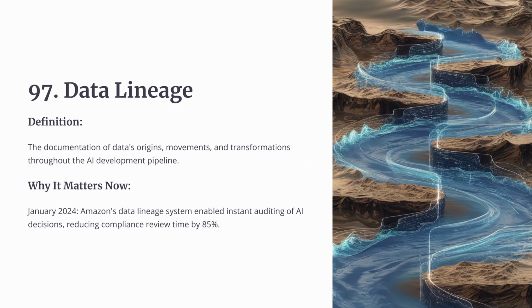Data lineage is the documentation of data's origins, movements, and transformations throughout the AI development pipeline. This is like having a family tree for every piece of data. Amazon's system is remarkable because it's like having a perfect historian who can instantly tell you the complete history of any piece of information used in AI decisions. It's making AI auditing as easy as checking your email.